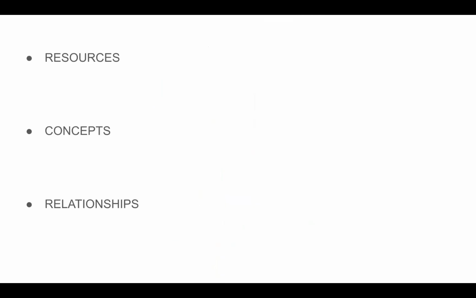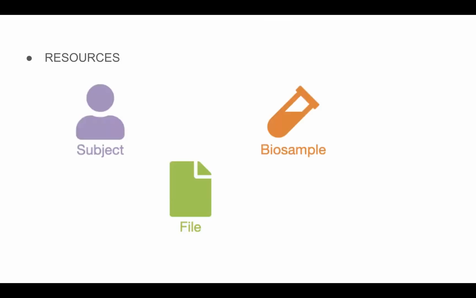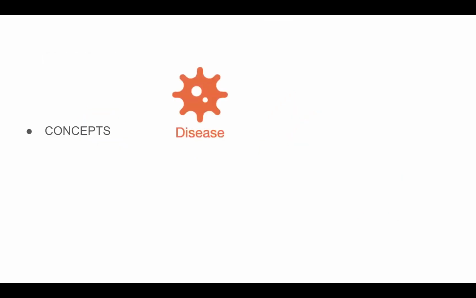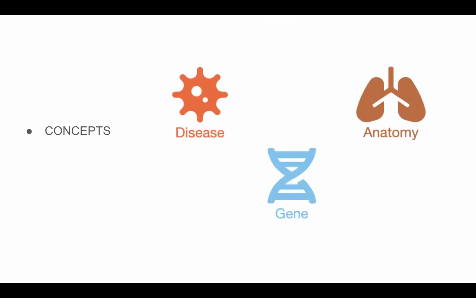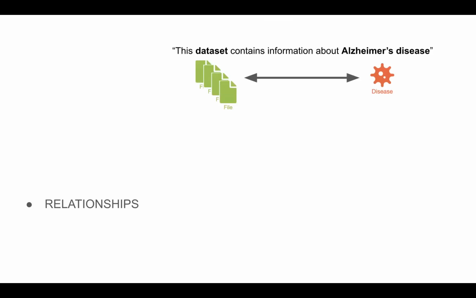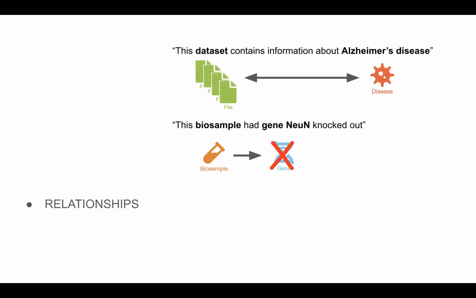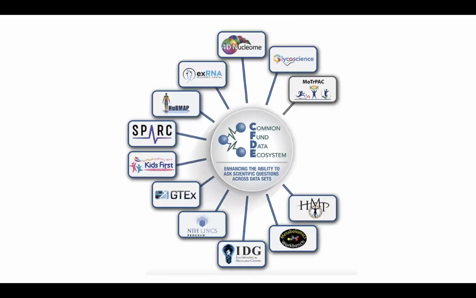Broadly speaking, C2M2 models resources, scientific concepts, and relationships. Resources include concrete things like subjects, files, biosamples, and chemical compounds. Concepts include more abstract topics like diseases, genes, and anatomy. Relationships describe connections among resources and concepts. For example, this dataset contains information about Alzheimer's disease, or this biosample had gene NEUN knocked out, or this subject was given doxorubicin. So far, 12 Common Fund programs have published C2M2 metadata through the CFDE.